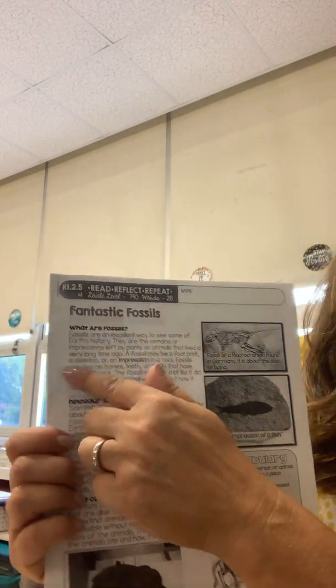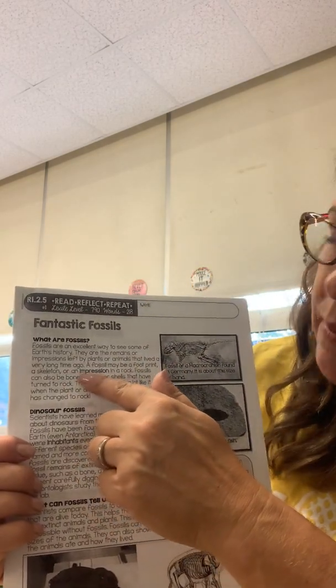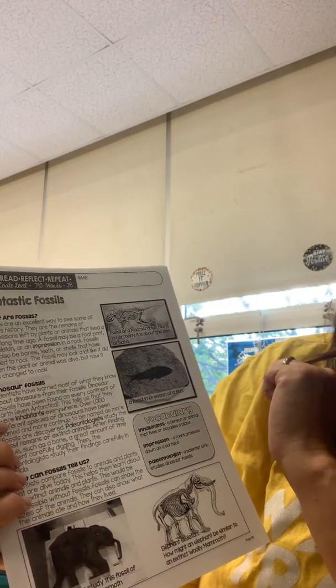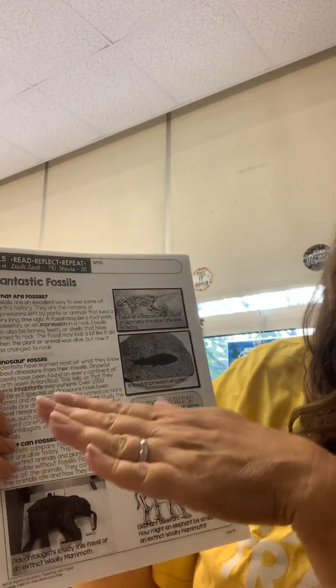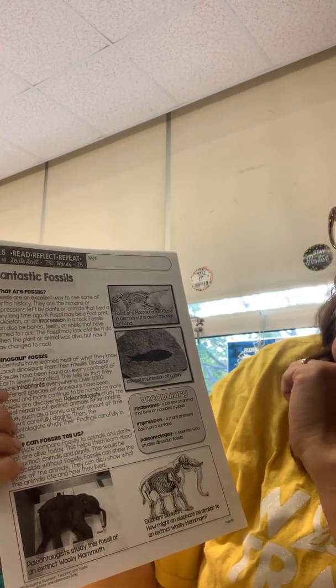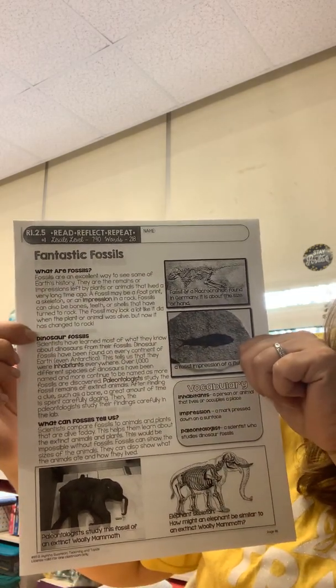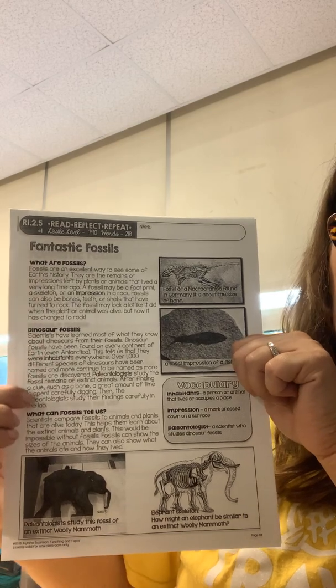So I know that this part is going to talk about fossils. And I see the bold word impression. That tells me it's an important word. That means that it could be a footprint in a rock or a mark left in the rock. Dinosaur fossils is my next heading. What do you think this part is going to be about?